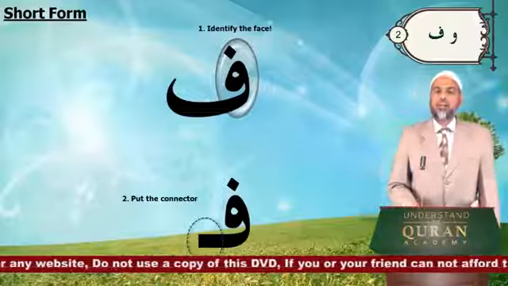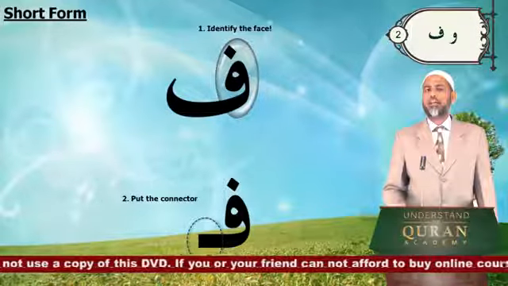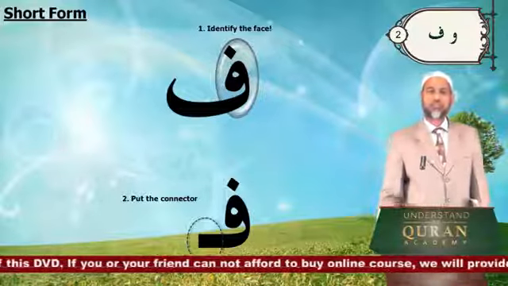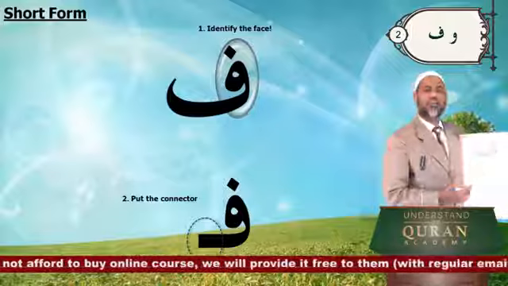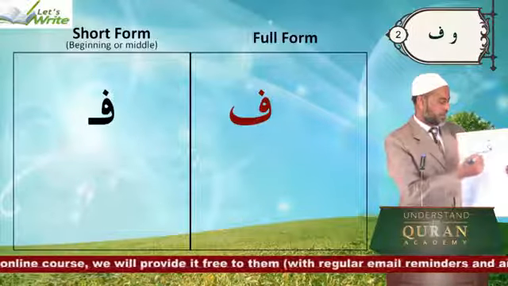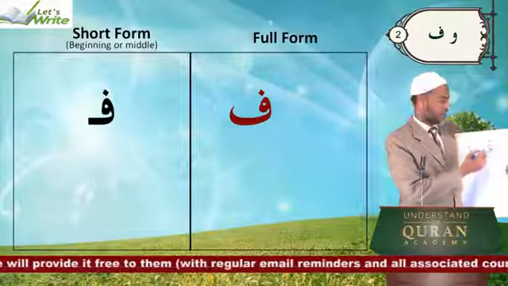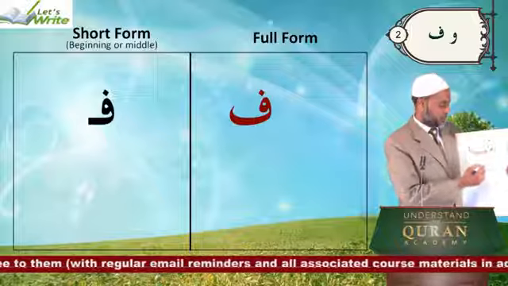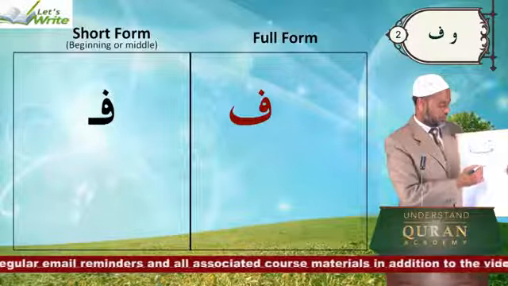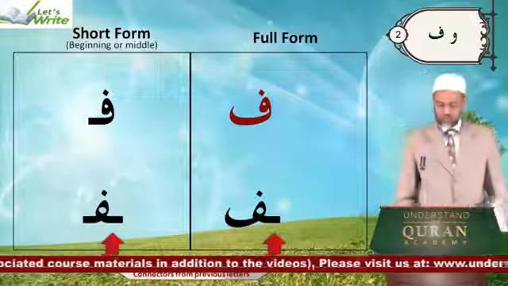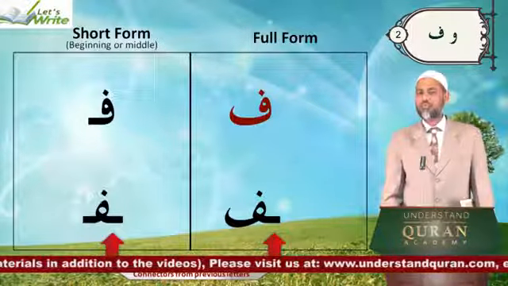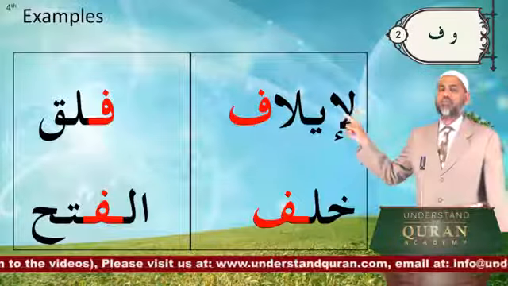So how do you get the short form of fa? Just like you did it for ba. The short form of fa is like you identify the face, and then put a connector after it. Identify the face. So here is the face, and put a connector. That is letter fa. MashaAllah. Very simple.